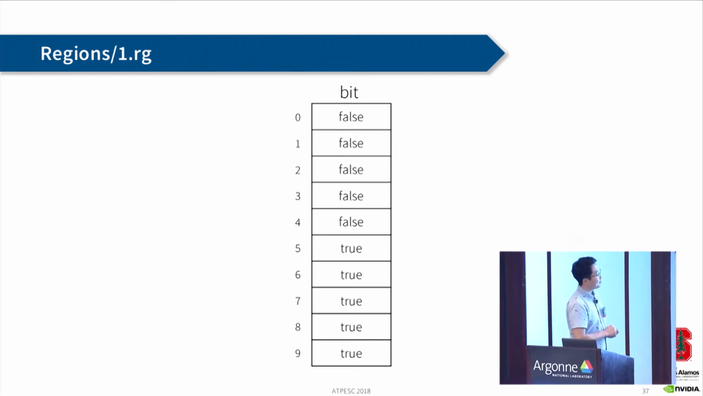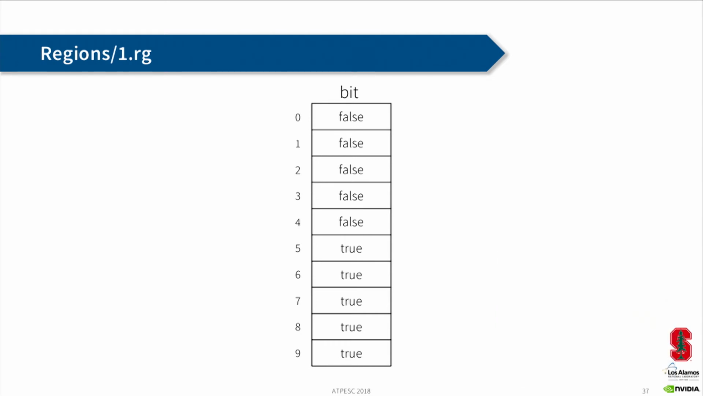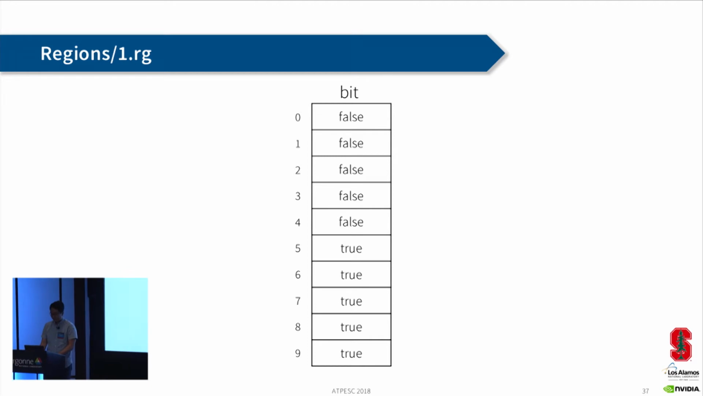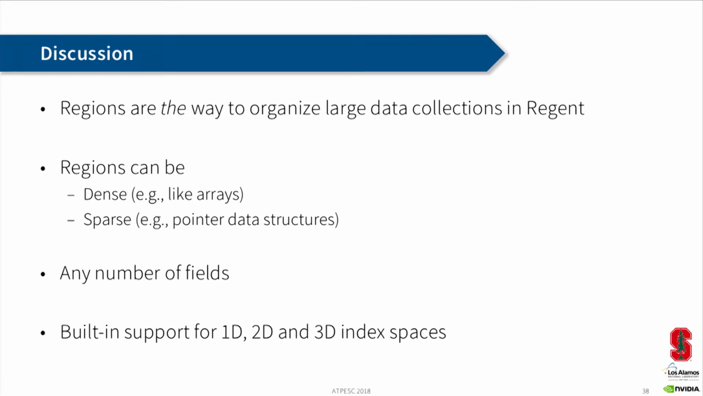Here's a very simple example. This is a region where the field space has only one field, bit, and the index space is one-dimensional because the points are from 0 to 9. The set of points here is an index space, and the entries have Boolean values, so this bit field has a Boolean type. Regions are our way to organize a collection of data and manipulate data in tasks.